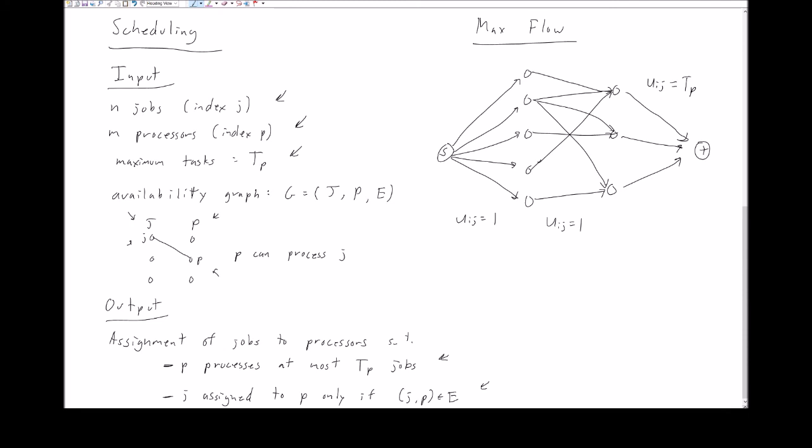This graph then encodes this scheduling problem. To solve it, we compute the maximum flow in this network, and it's a simple exercise to go from this maximum flow back to the schedule.